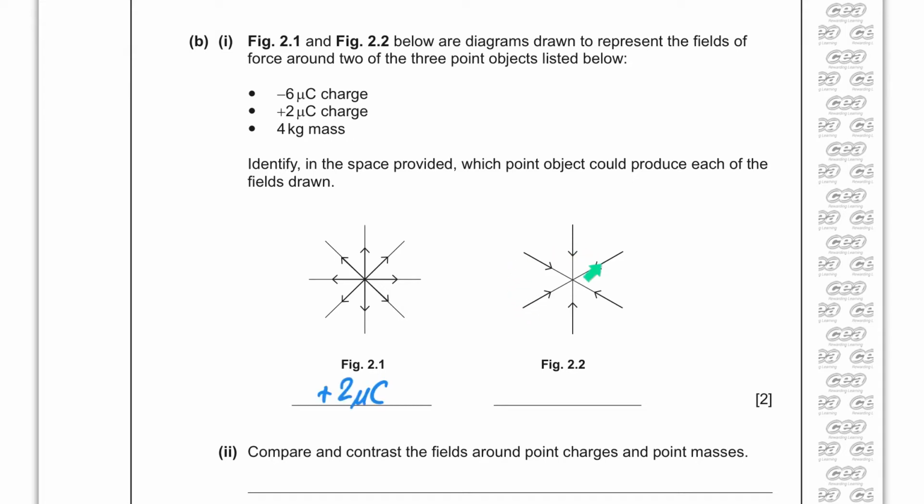Now, this is the clever bit. The question is drawn in such a way that both the -6 microcoulombs and the 4 kilogram mass will create an inward field. However, the 6 would have to produce a stronger field than the 2, so the 6 microcoulombs would have to have more field lines, but this diagram has fewer field lines than this one. If this represents the strength of a 2, then a -2 would have just as many field lines, and a -6 would have more field lines. So this has to be the mass.